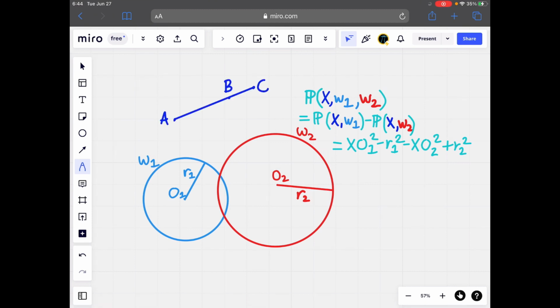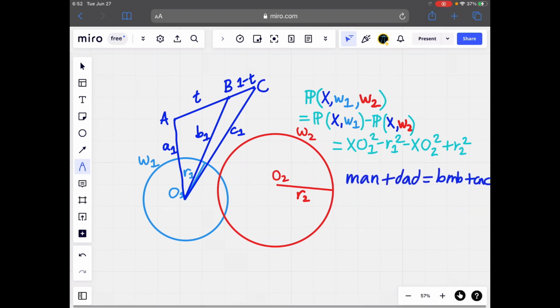To prove the phenomenon, we will use 3 points A, B, and C on a line in that order. And without loss of generality, we can assume that AC is equal to 1. Let AB equal T and BC equal 1 minus T. We can now use Stewart's theorem on triangle O1AC with cevian O1B. Recall Stewart's theorem, man plus dad equals bmb plus cnc. Suppose O1A equals A1, O1B equals B1, and O1C equals C1.